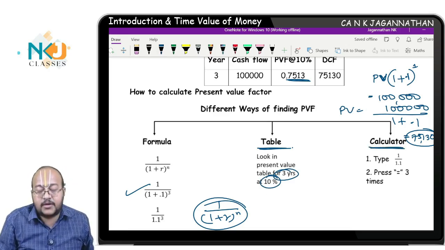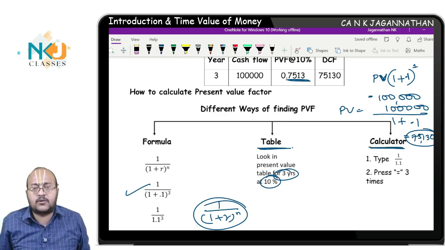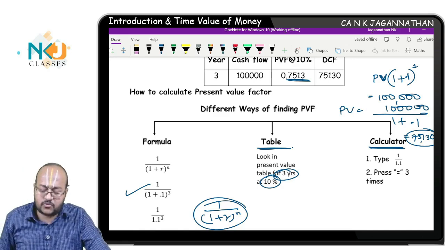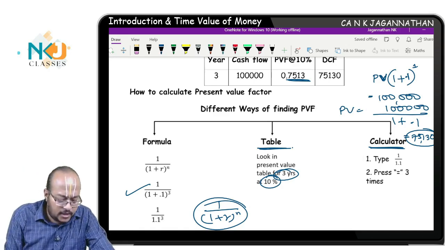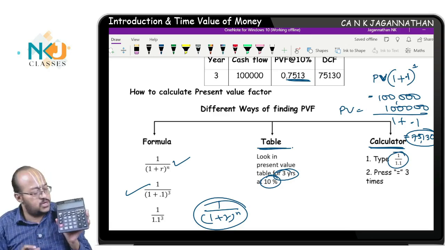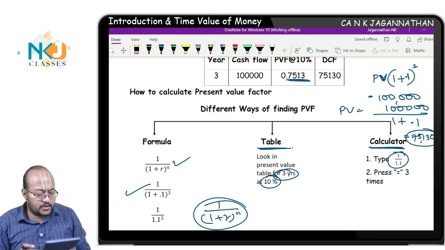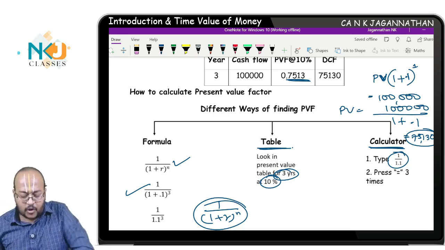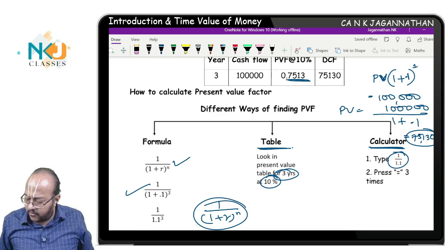Then you can use a calculator. This is the easiest, quickest way to solve these kinds of time value of money questions. How to do it? Very simple. You type 1 divided by 1.1 in the calculator. This is the calculator I use, a Casio 12-digit calculator, which is very good for simplicity. So you do 1 divided by 1.1.